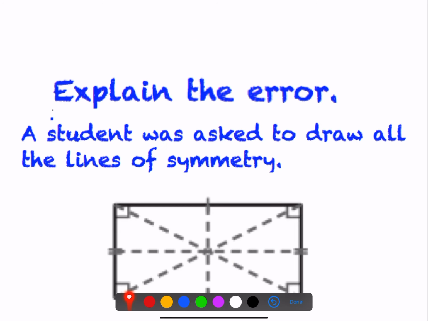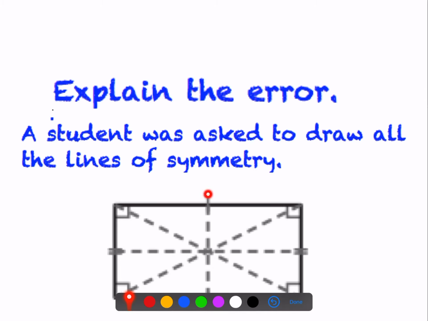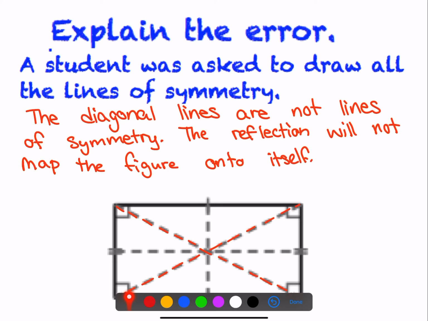All right. Last one, go ahead and pause the video real quick if you need to and explain the error here. A student was asked to draw all the lines of symmetry. All right, so looking at this one, a student drew a couple good lines of symmetry, the vertical one and the horizontal one. However, they have these diagonal lines here, and I'm going to go ahead and outline those in red. They have these diagonal ones here.